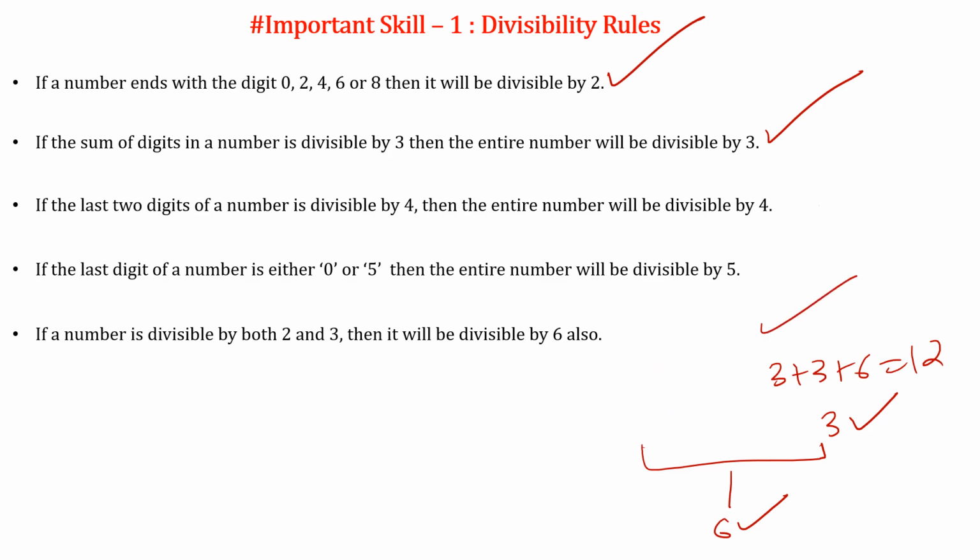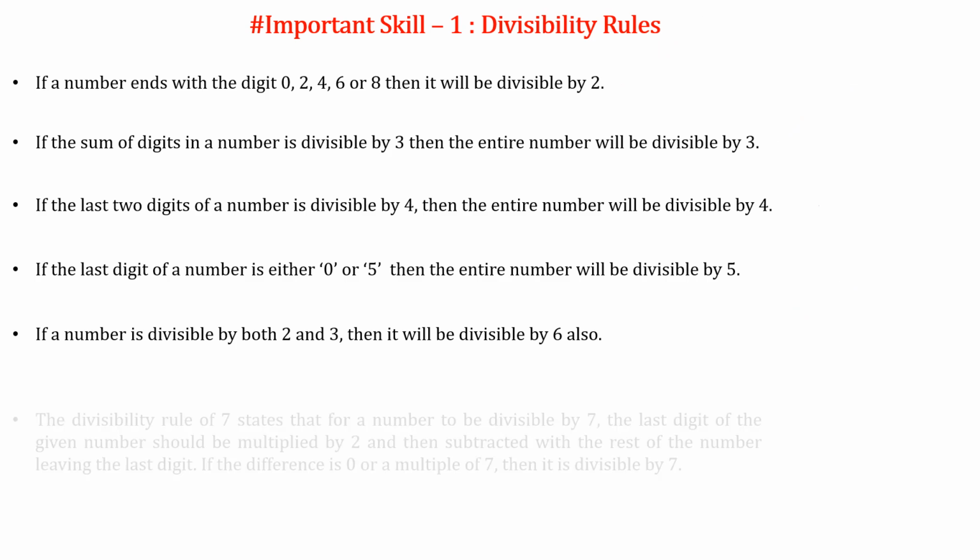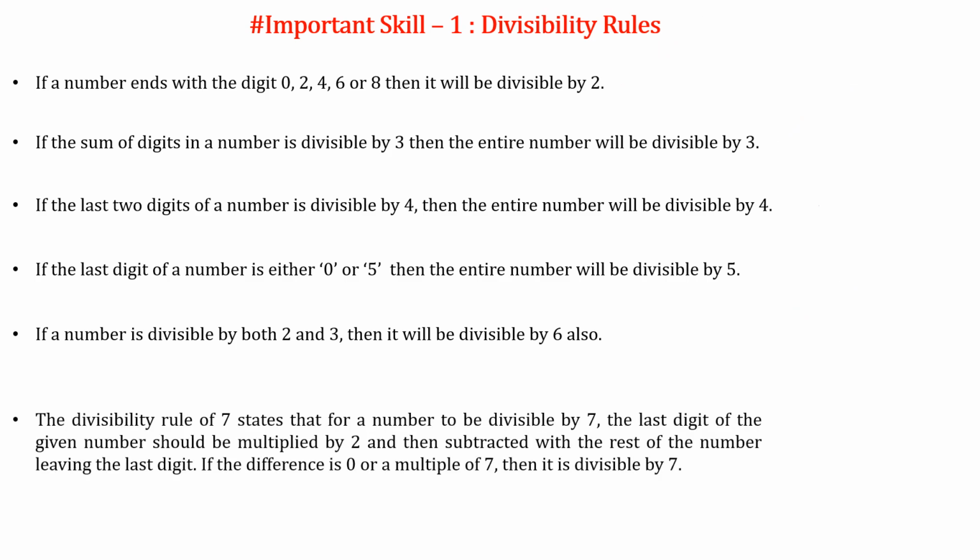Okay, fine. Now let's come to the divisibility rule for 7. Let me read the statement. The divisibility rule for 7 states that for a number to be divisible by 7, the last digit of the given number should be multiplied by 2 and then subtracted from the rest of the number, leaving the last digit. If the difference is 0 or a multiple of 7, then it is divisible by 7.